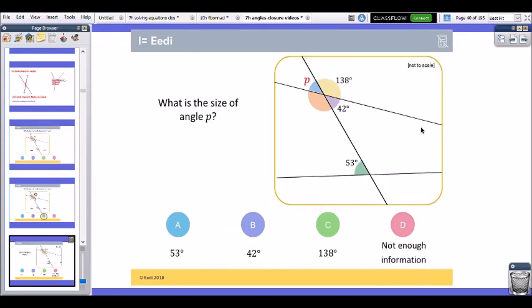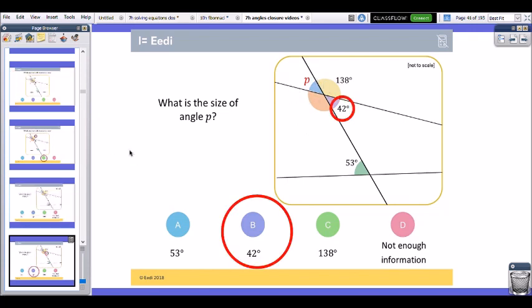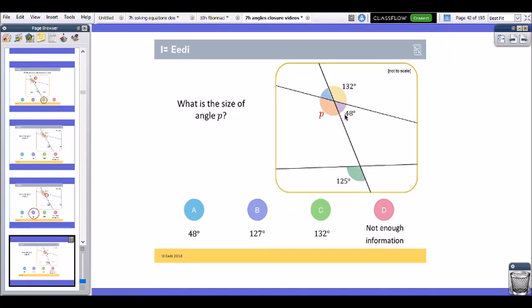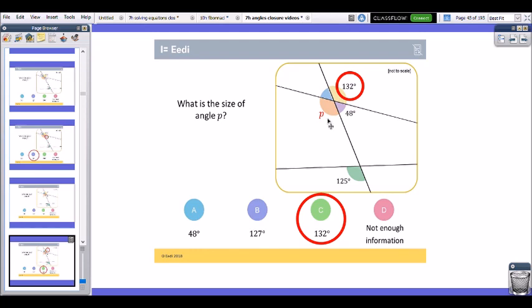Next question. What is the size of angle P? So here's angle P on my diagram. What is the size of it? Angle P is 42 degrees because angle P is vertically opposite to this 42 degrees, so they're equal. Next question. What is the size of angle P in this diagram? Angle P would be 132 degrees because it is vertically opposite to that angle there.